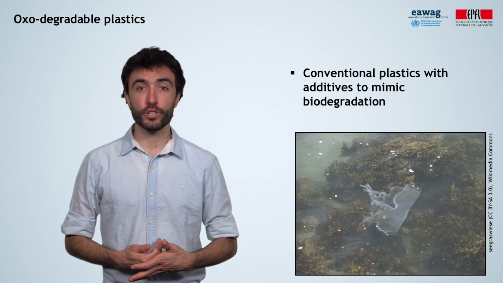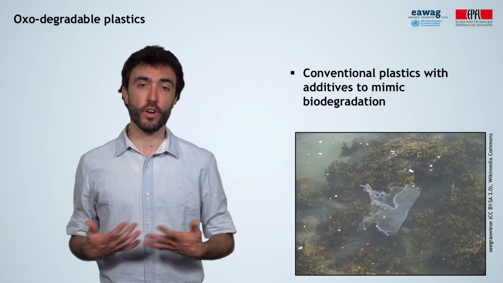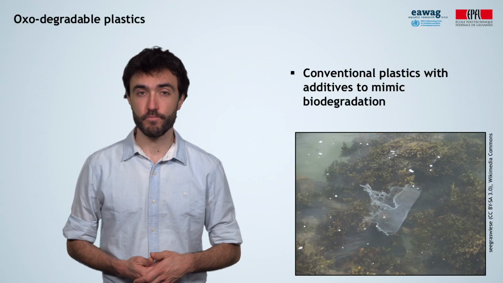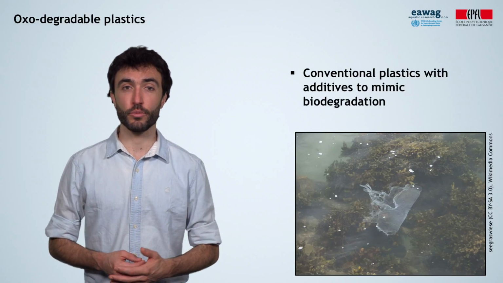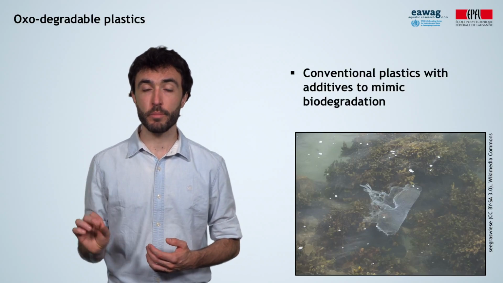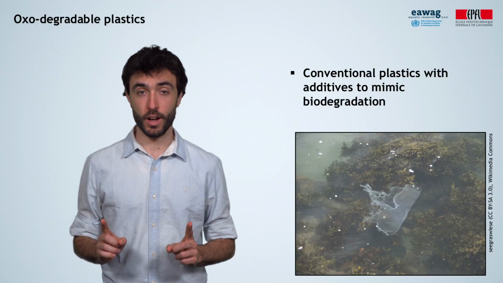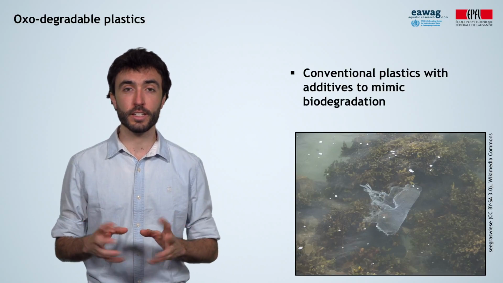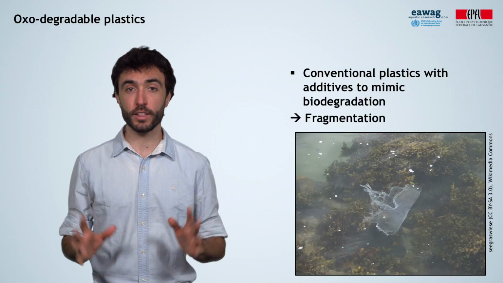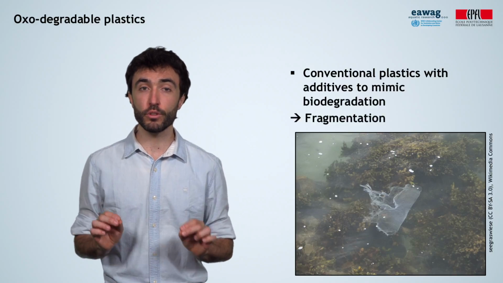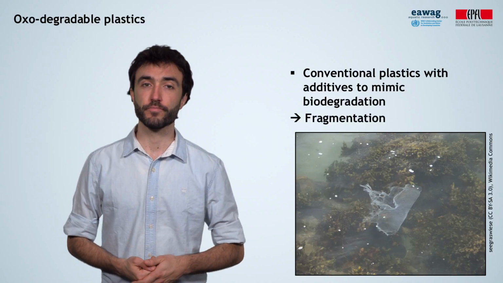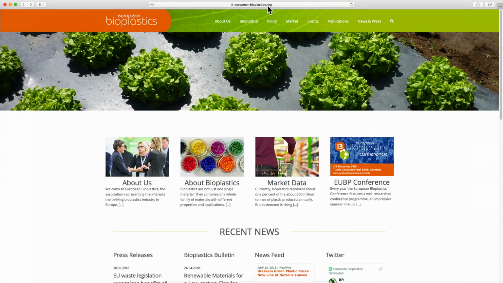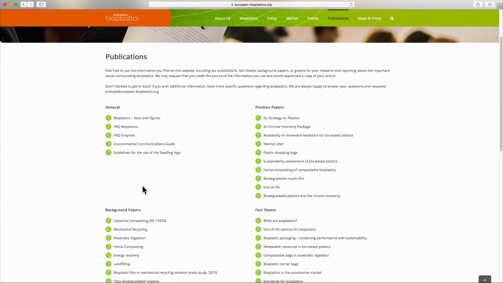Finally, a few words on oxo-degradable plastics, or rather fragmentable plastics. Oxo-degradable plastics are made from conventional plastics and supplemented with specific additives in order to mimic biodegradation. In truth, however, these additives only facilitate the fragmentation of the materials, breaking them down into smaller fragments, which are most of the time not biodegradable and therefore remain in the environment. The website of the European Bioplastics Association contains numerous resources on bioplastics, as well as oxo-degradable plastics.